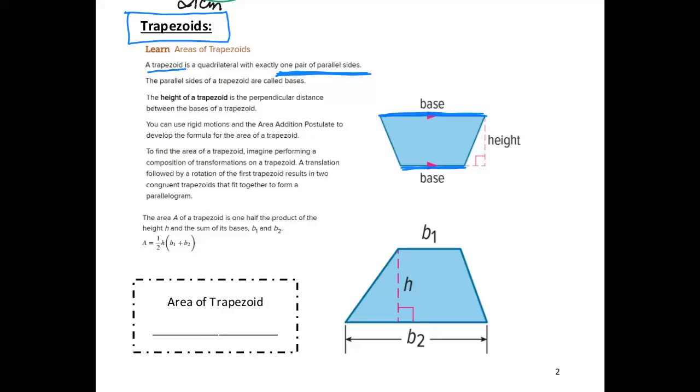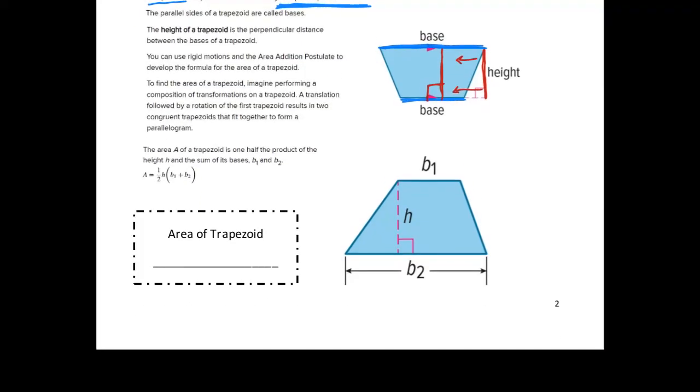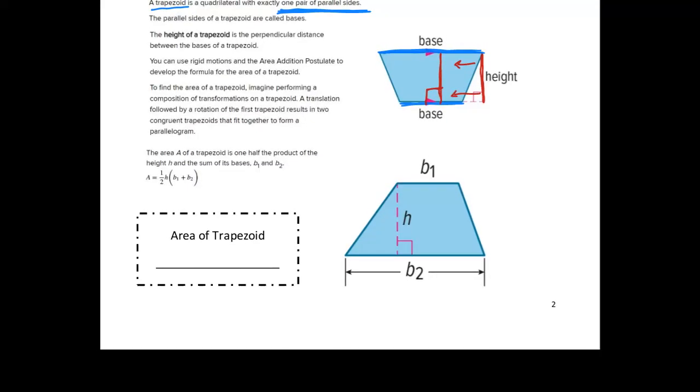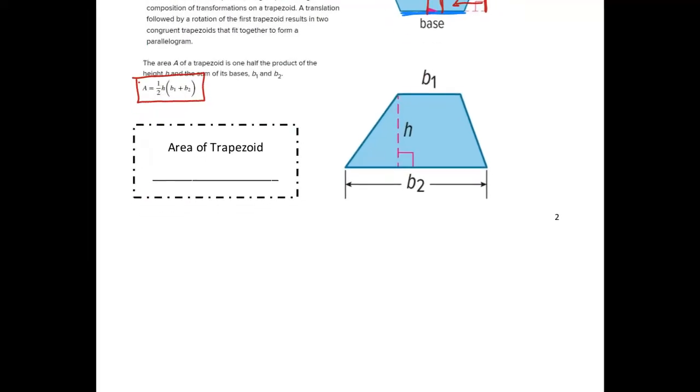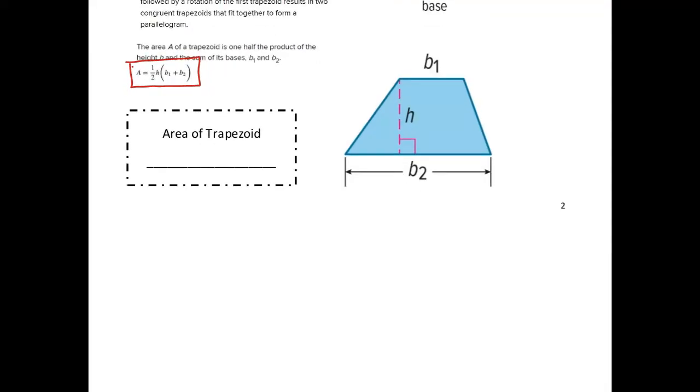The height of the trapezoid, again, is going to be perpendicular. So I could move this height over this way, and it's going to be the straight up height, not the slant height. All right? And so the area A of a trapezoid is 1/2 of the product of the height and the sum of its bases. They have it written down here really small, but that is way too small. So here we are going to rewrite it.